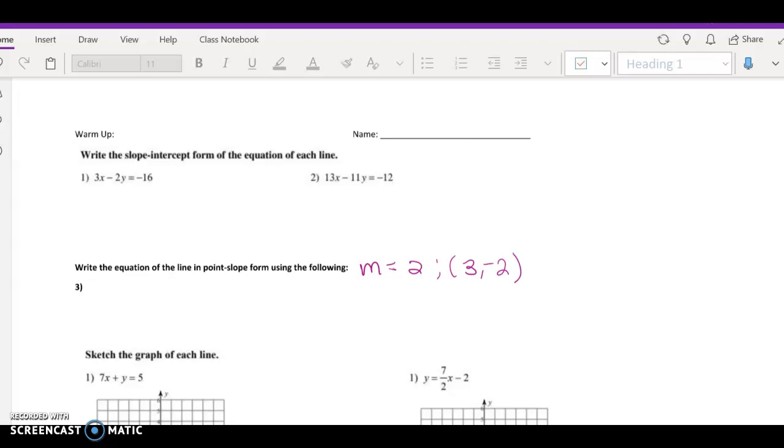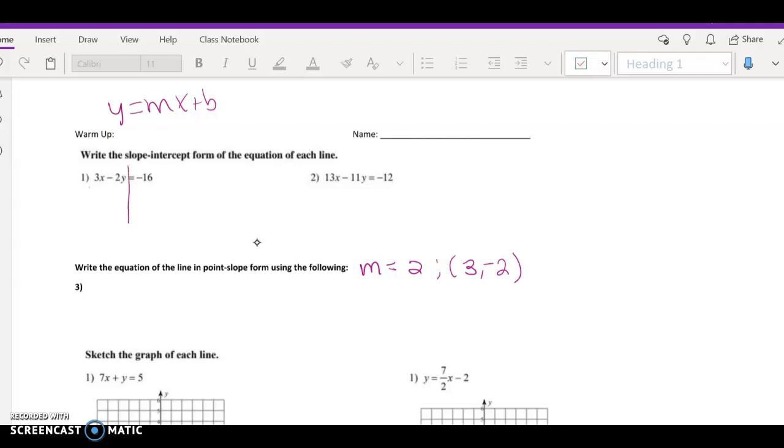Okay, so we are going to review all that we have learned in chapter 13 so far. So number 1, it says write the slope-intercept form of the equation for each line. So remember slope-intercept, we have y equals mx plus b. And so we need to get the y by itself, and currently it is not.